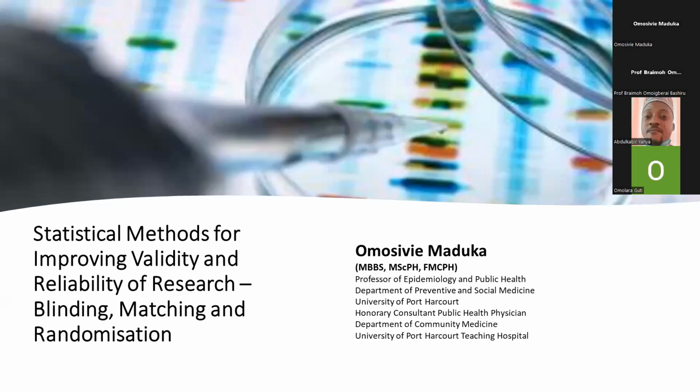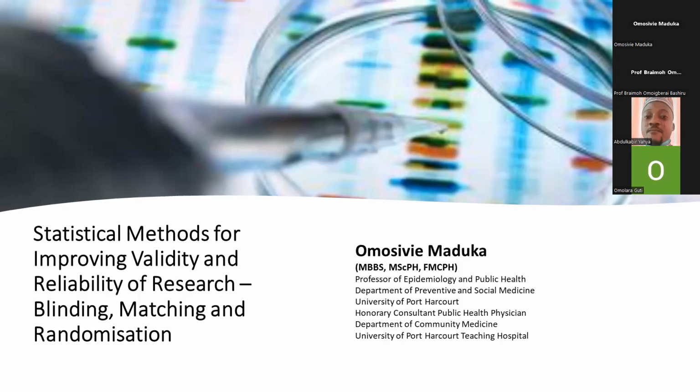Great. All right, so our conversation is about blinding, matching, and randomization. When I was thinking about how to put this together, what is the common thread across these three concepts? I quickly realized and remembered that there are statistical methods for improving the validity and reliability of research. If you're asking why these three topics were put together, the common thread is that we are discussing statistical methods for improving validity and reliability of research.